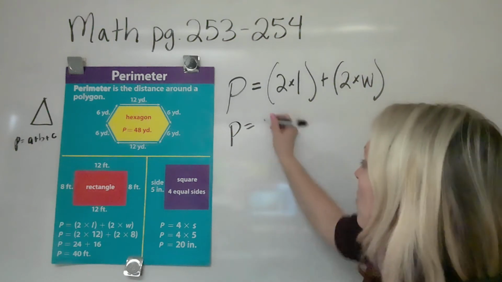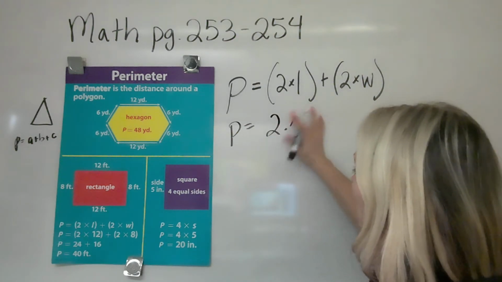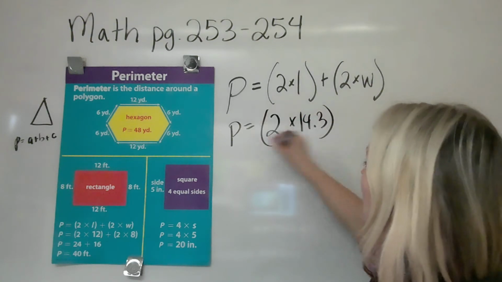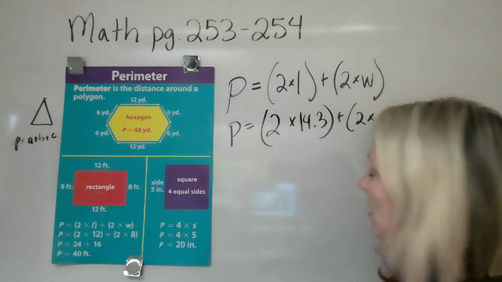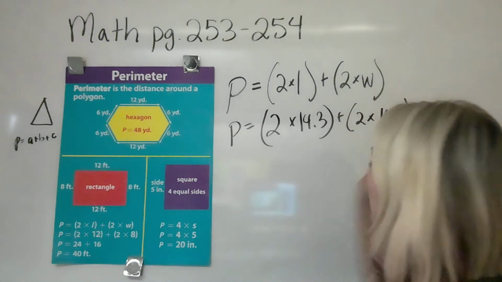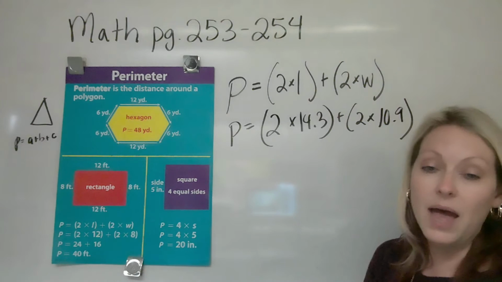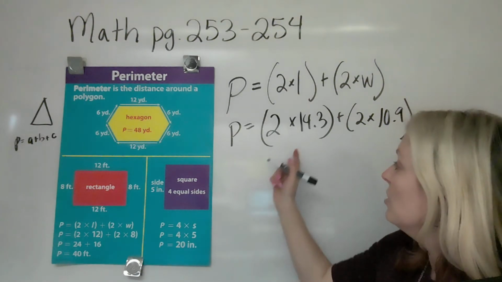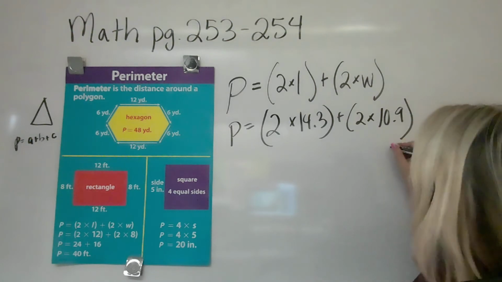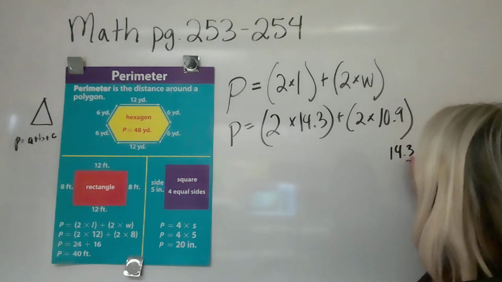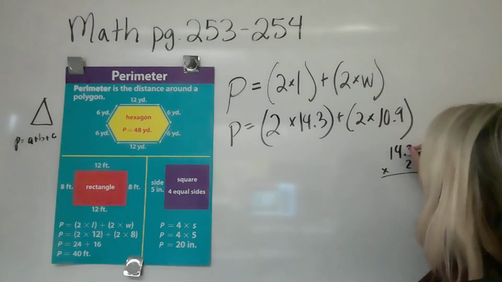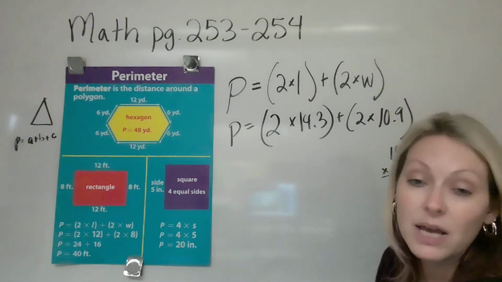The length was 14.3 times 2 plus 2 times 10.9. Okay? So now you have to go ahead and multiply, right? If you can't multiply like this, you can come over here and write it to the side for yourself. Remember, when you're multiplying and you have a decimal, you have to count your decimal places and move that over.